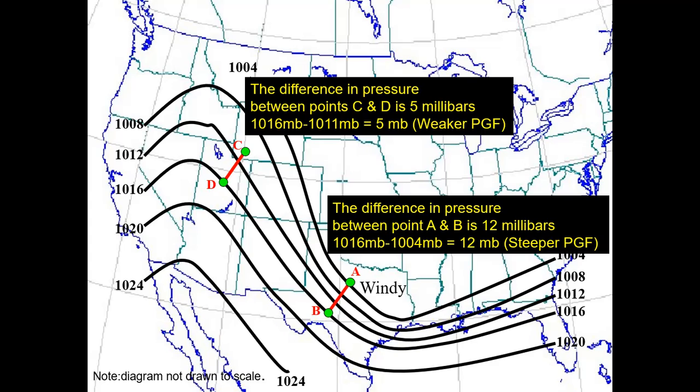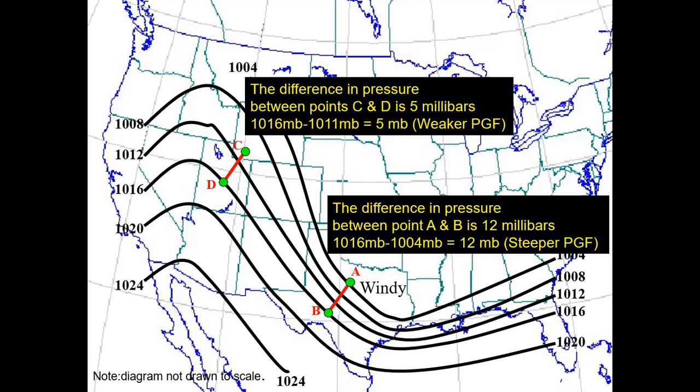Now, I don't really have the distance calculated on here yet, but I will in a minute. If you follow these black lines down to the points labeled A and B, the difference in pressure between points A and B is 12 millibars, right? Because if I look at the pressure at point B, I'm at 1,016 millibars, and then the pressure at point A is 1,008 millibars, okay?